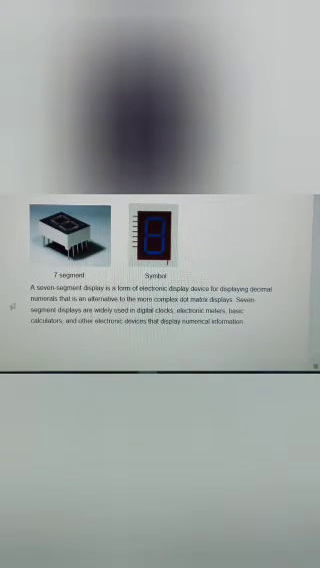A 7 segment display is a form of electronic display device for displaying decimal numerals that is an alternative to the more complex dot matrix display. 7 segment displays are widely used in digital clocks, electronic meters, basic calculators, and other electronic devices that display numerical information.